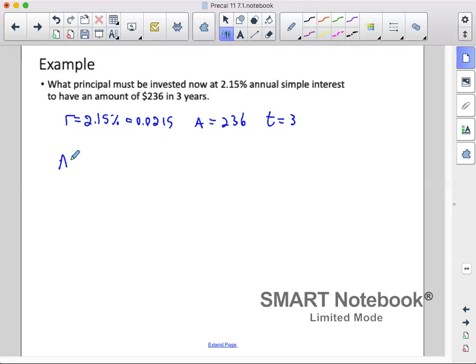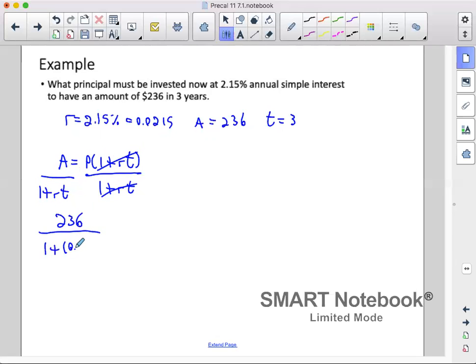So I would use A is equal to P times 1 plus RT, and we're going to rearrange to get our principal on its own. So we'll divide both sides by 1 plus RT, so that will cancel that. So P is 236 divided by 1 plus 0.0215 times our time of 3 years, giving us our principal. Calculating that tells us we can invest $221.70.